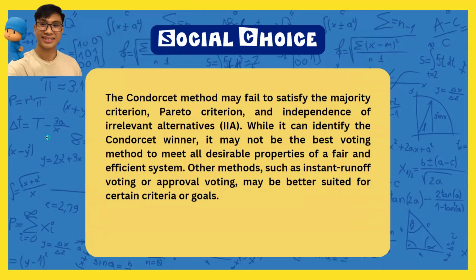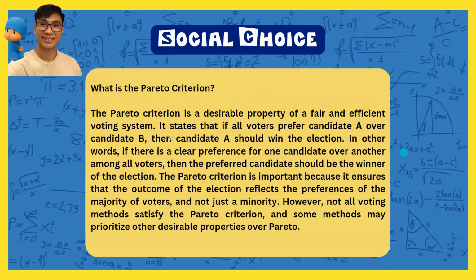So na-discuss na natin kanina yung IIA, pati yung majority criterion. So ano ba yung sinasabi dito na Pareto criterion na hindi nasasatisfy ng Condorcet criterion? The Pareto criterion is a desirable property of a fair and efficient voting system. It states that if all voters prefer candidate A over candidate B, then candidate A should win the election. In other words, if there is a clear preference for one candidate over another among all voters, then the preferred candidate should be the winner of the election.